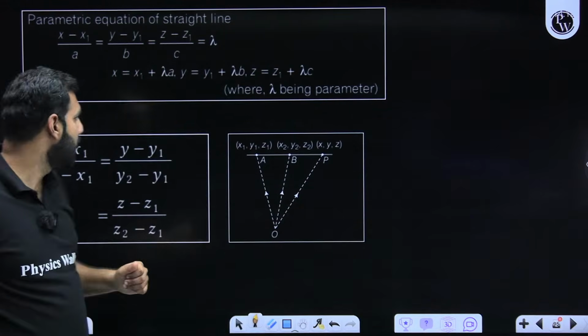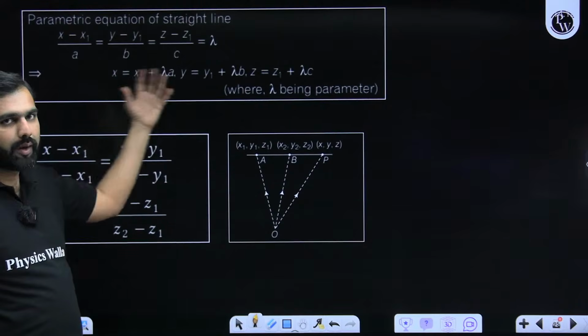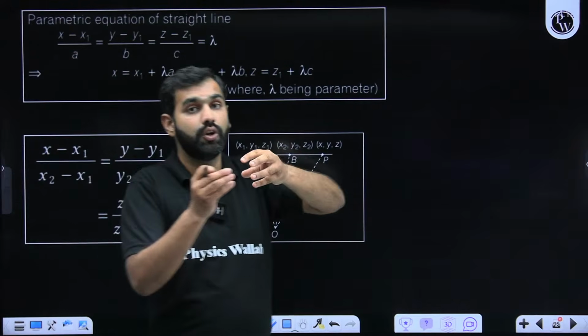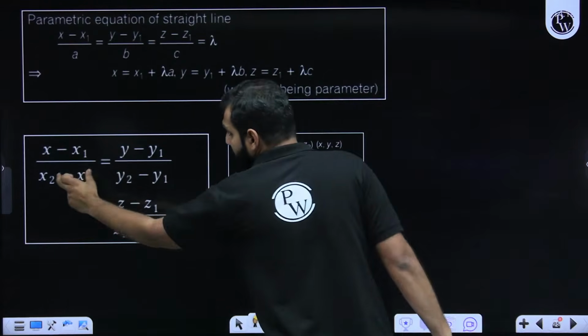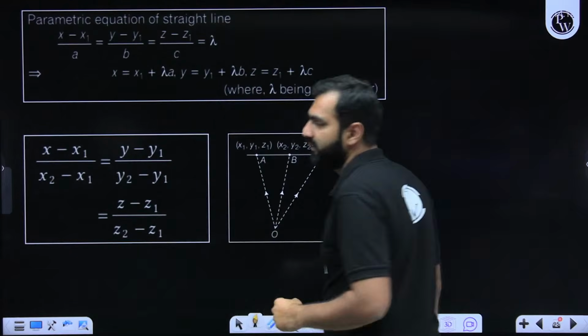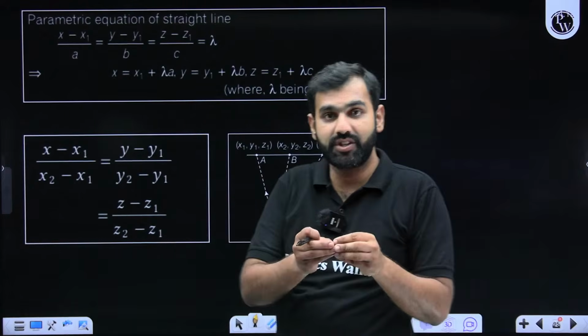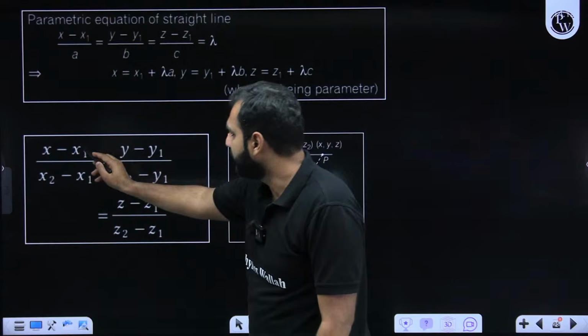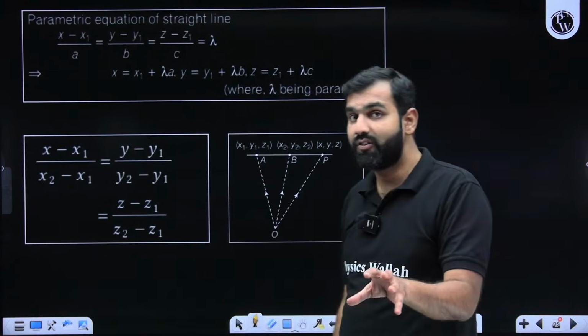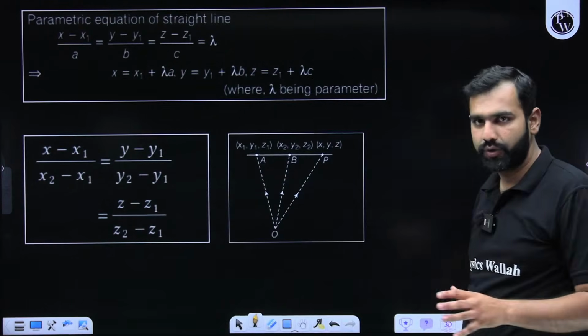The next case: let's say instead of one point and the direction ratios, I'm given 2 points through which the line passes. Of course, with x2 minus x1, y2 minus y1 and z2 minus z1, I can have the direction ratios of the line, which is parallel to the given line. And since the line passes through x1, y1, z1, I can again write the equation of the line. I hope you understood that statement.